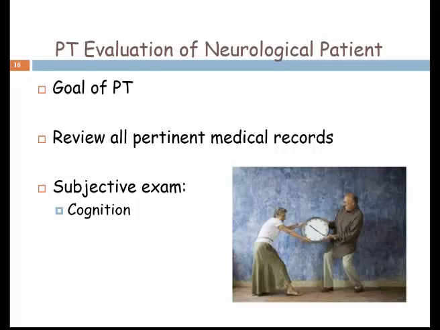In addition, attentiveness, short-term memory, and judgment are also examined with a combination of questions during the subjective exam and observations during the objective exam.